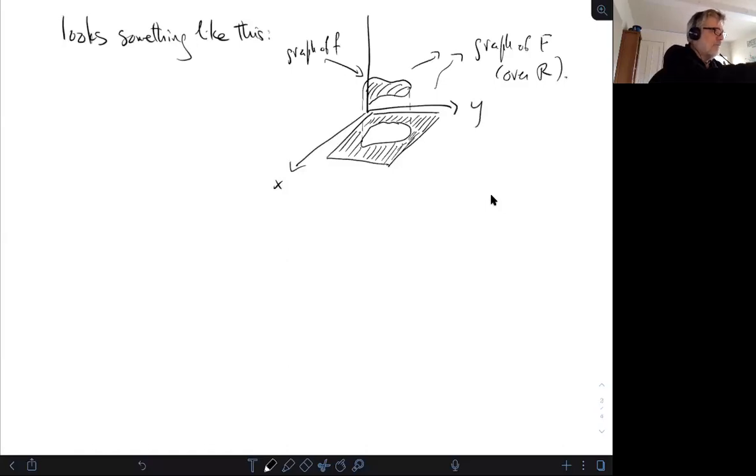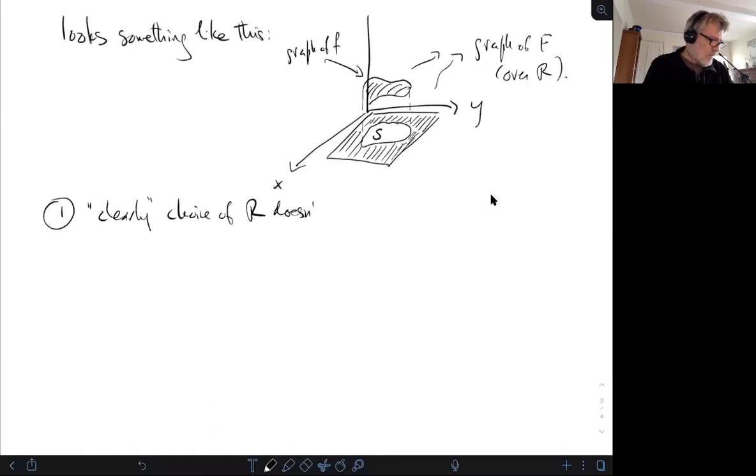So hopefully you see that the choice of the rectangle doesn't make any difference, right? So because the function is 0 outside the region S, it doesn't contribute to anything in the integral. Okay? So yeah, I should say this is S. Okay. So that's the first comment. So clearly, the choice of R, it doesn't matter.